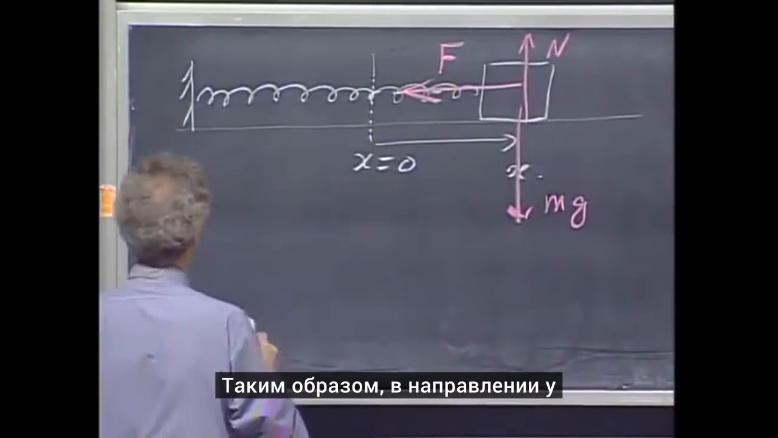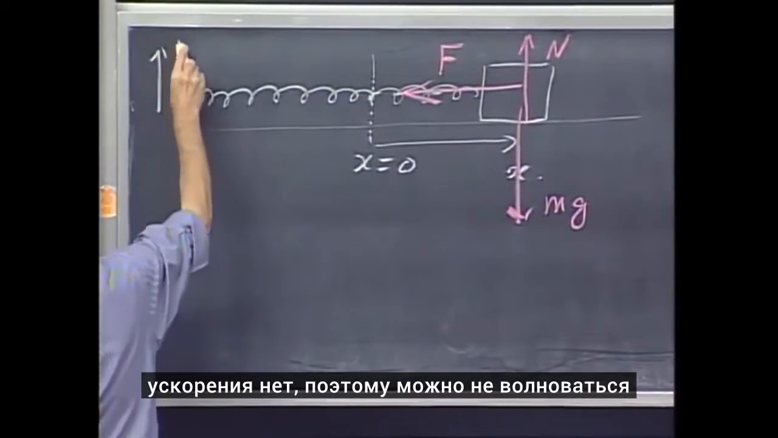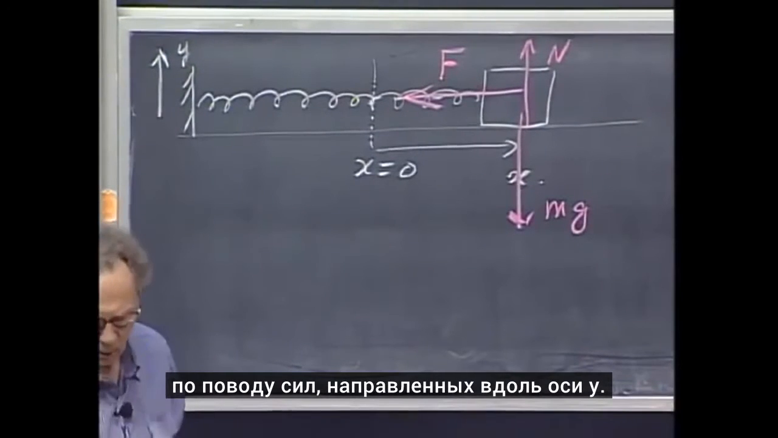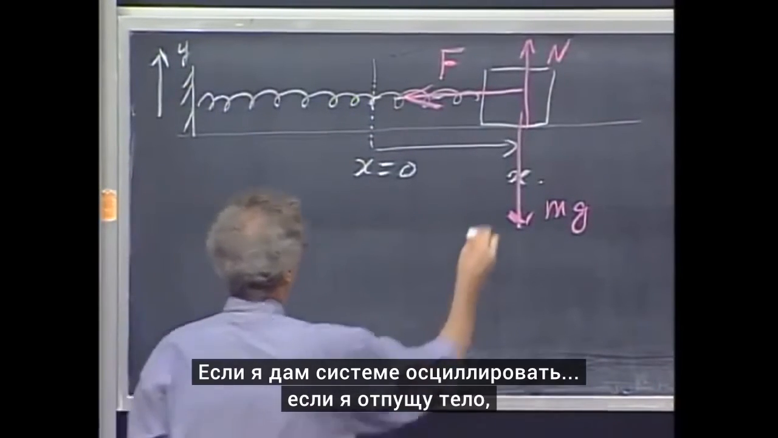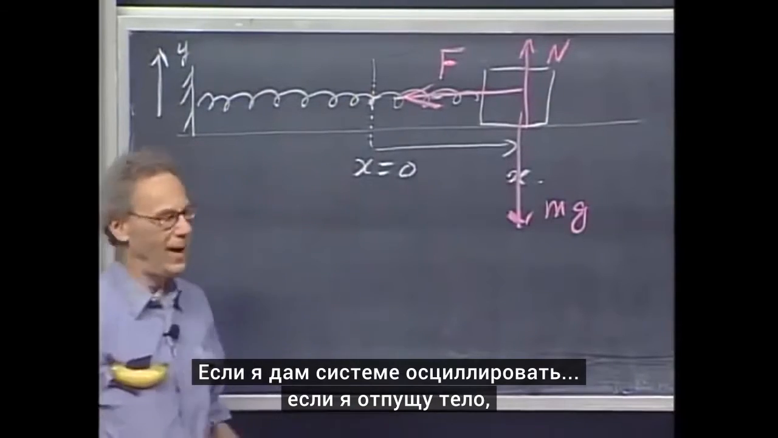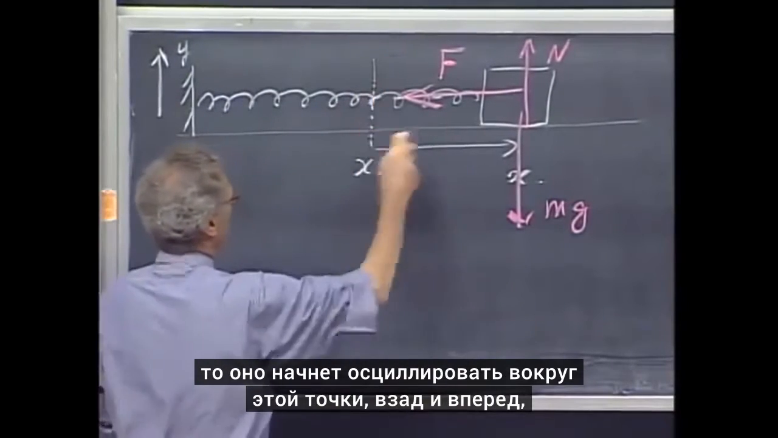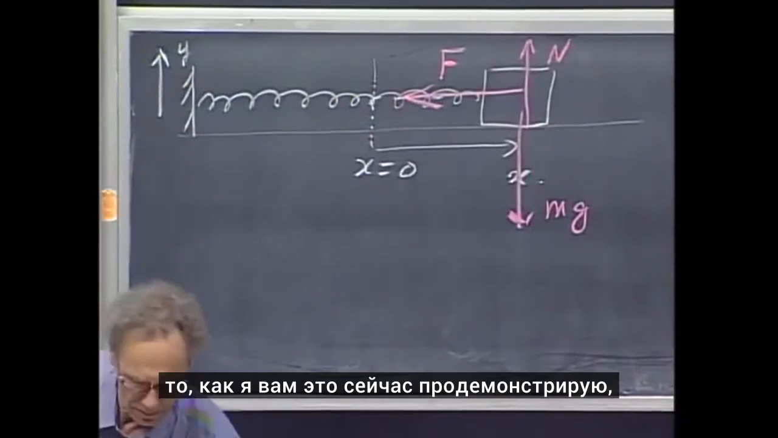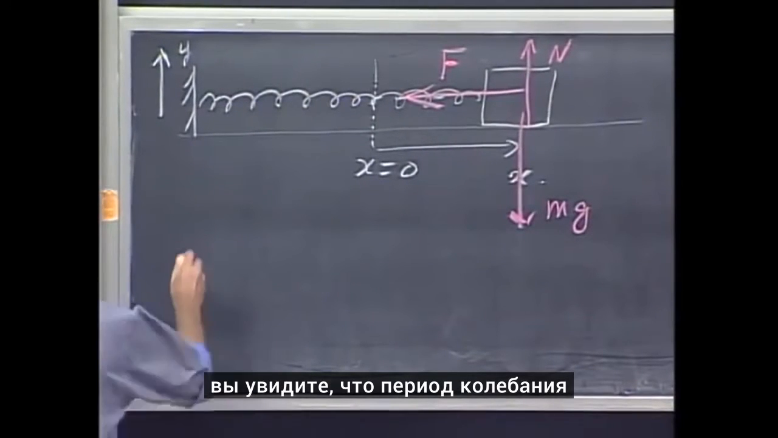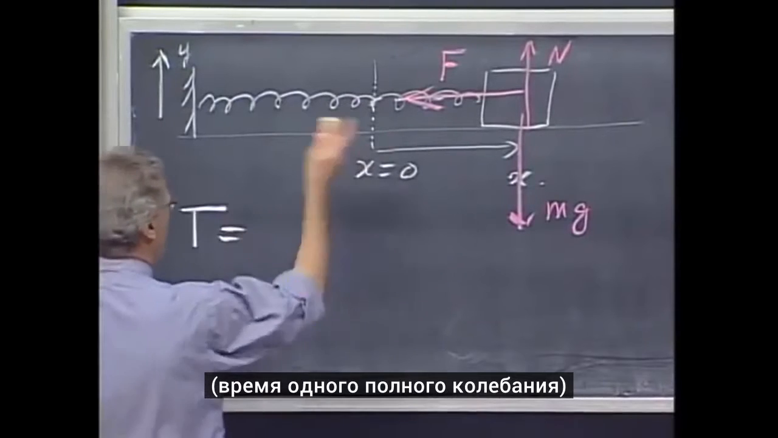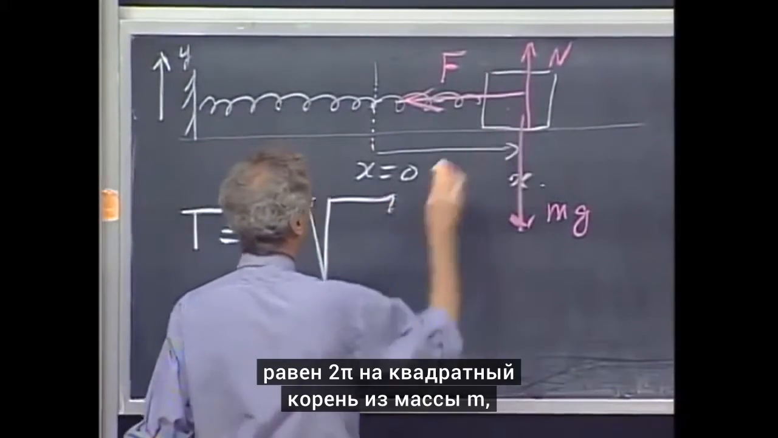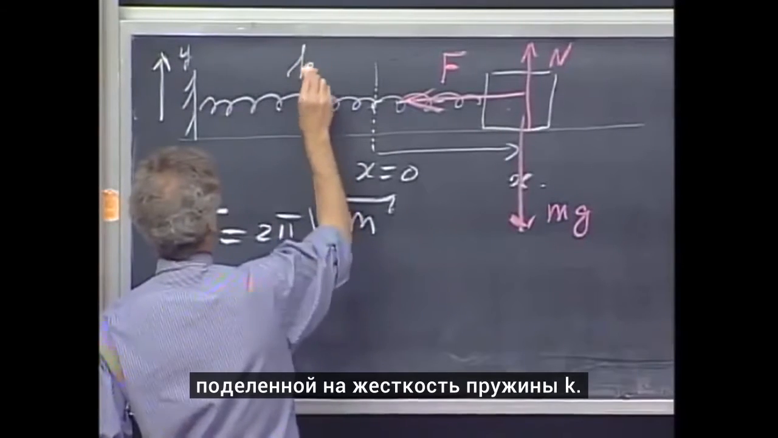So in the y direction there is no acceleration, so I don't have to worry about the forces in the y direction at all. If I let this thing oscillate, I release it, it will start to oscillate about this point back and forth. Then, as I will show you now, you will find that the period of oscillation, the time for one whole oscillation, is 2 pi times the square root of the mass m divided by the spring constant k.